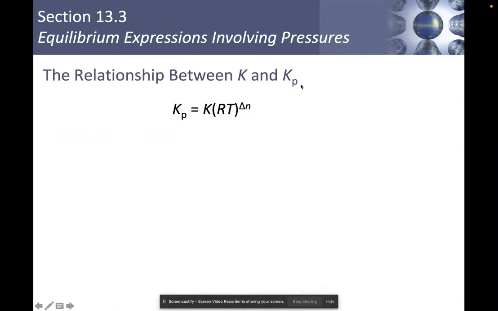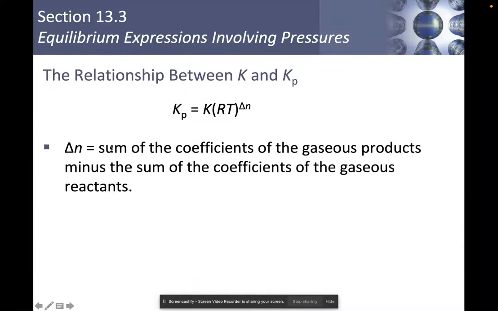So what's the relationship between K and Kp? There's a direct relationship between them, which is kind of nice. Kp is equal to K times RT raised to the power of the change in n. Okay, so what's RT and what's n? I guess we should probably talk about n first, since R and T, we've done gas laws. We kind of know what RT means.